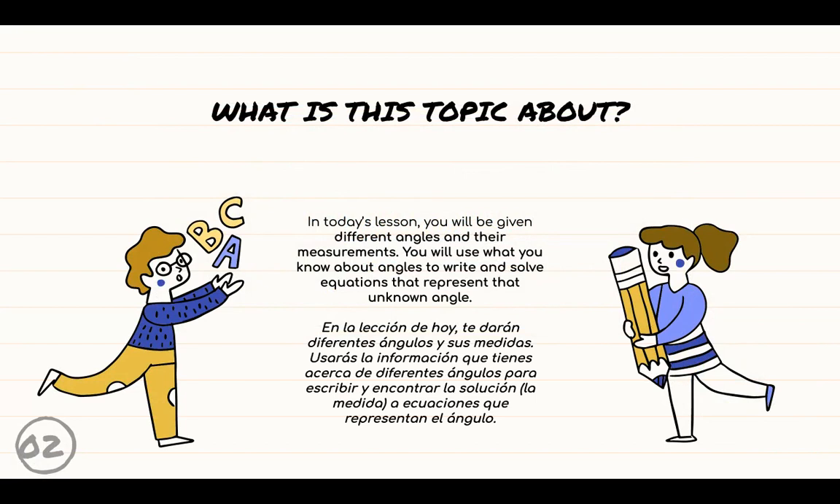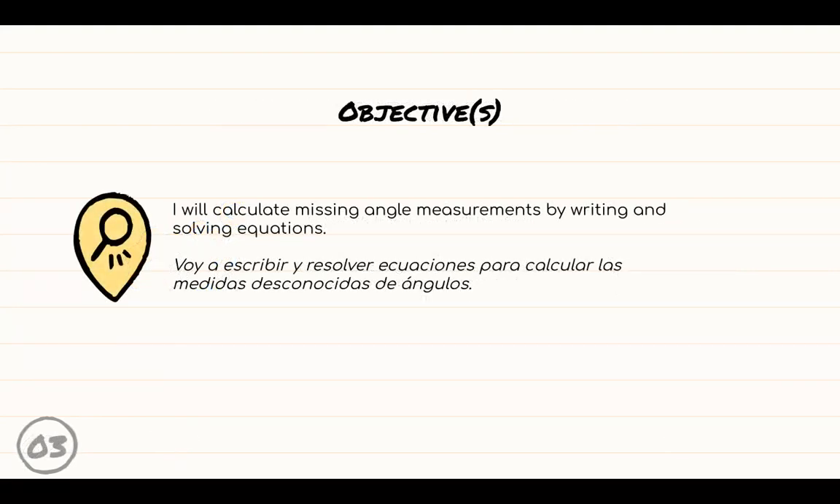What is this topic about? In today's lesson, you will be given different angles and their measurements. You will use what you know about angles to write and solve equations that represent that unknown angle. Objectives: I will calculate missing angle measurements by writing and solving equations.